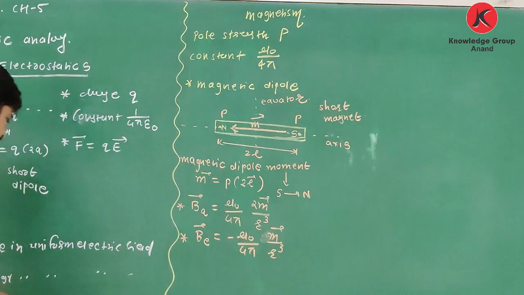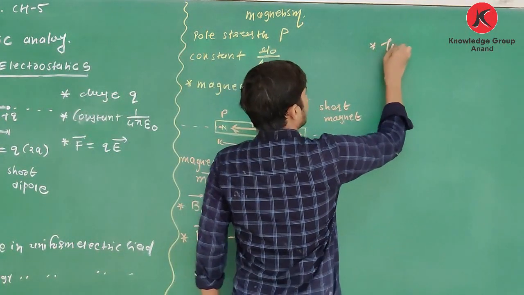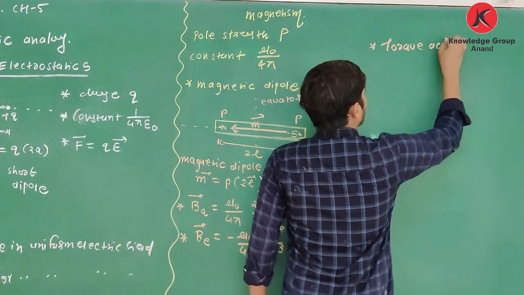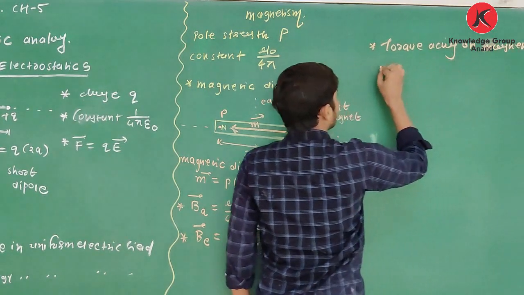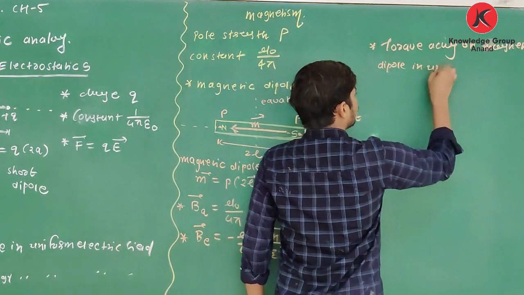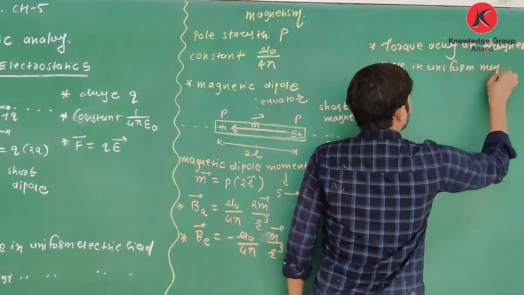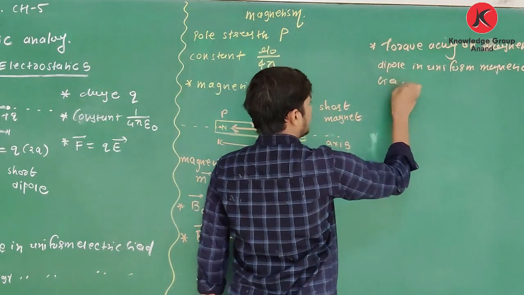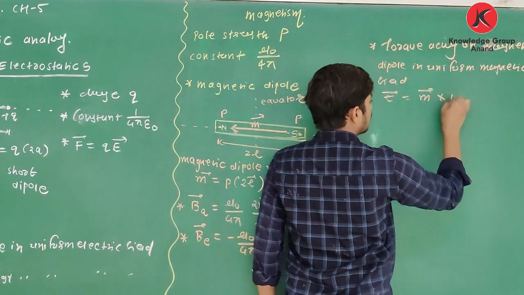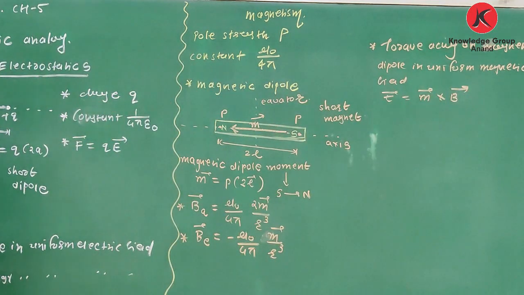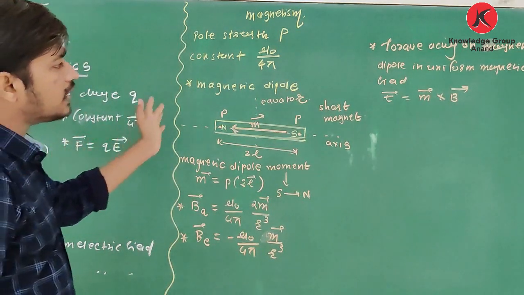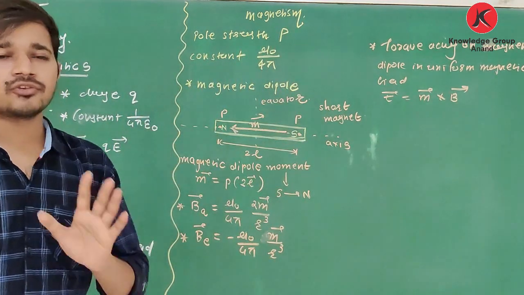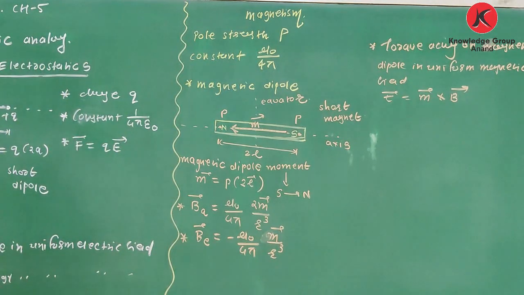Clear about this? In the last lecture we proved the torque acting on a magnetic dipole in a uniform magnetic field: tau is equal to M cross B. In electrostatics, you consider electric dipole moment P; here you consider magnetic dipole moment M. There the electric field is E; here you take magnetic field B. Do you understand the comparison between these two concepts?